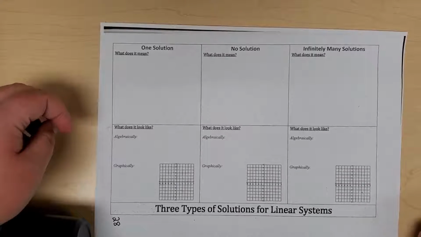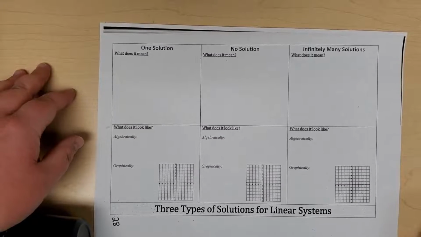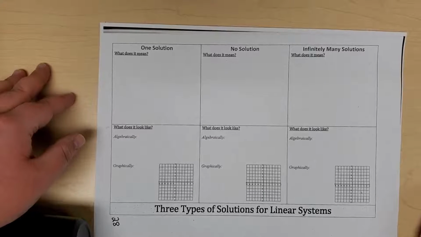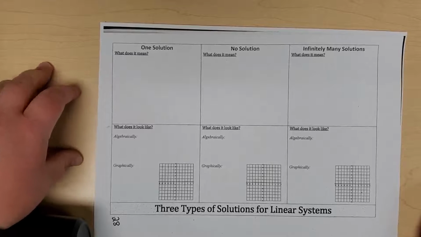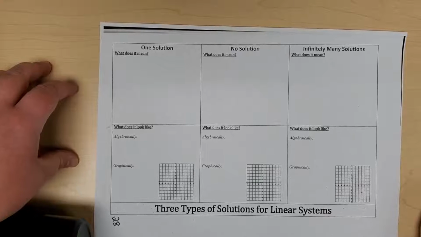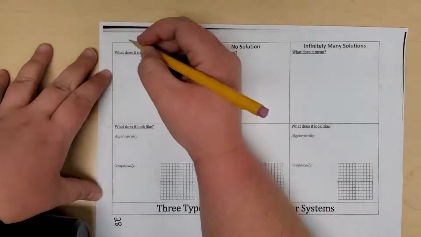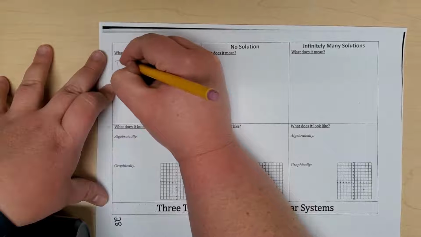Hey guys, in this video we're going to talk about three special types of solutions for linear systems. Now last week we talked about one of these. That was when it was no solution. If you remember, that's when you had parallel lines, but we didn't really talk about the others. So, one solution, which literally just means the lines intersect at a single point.